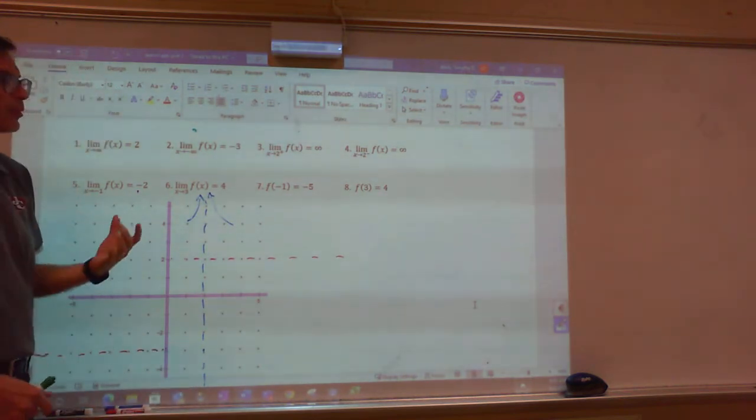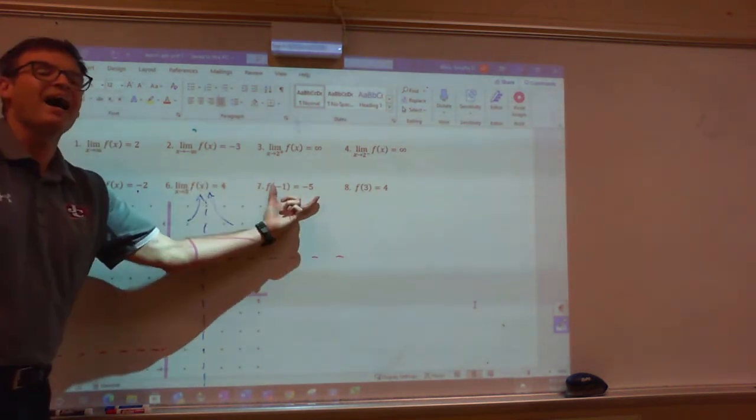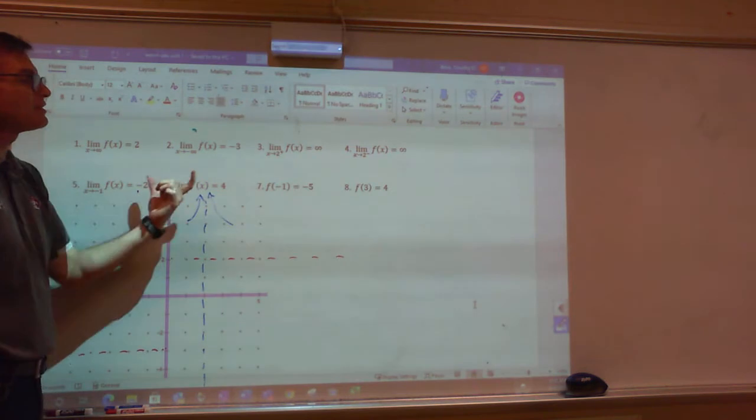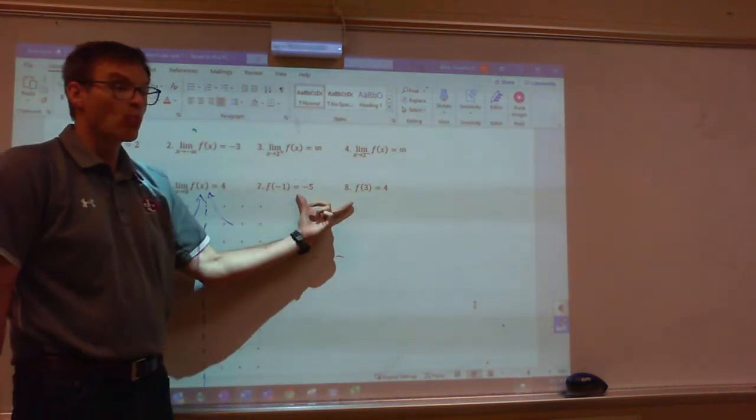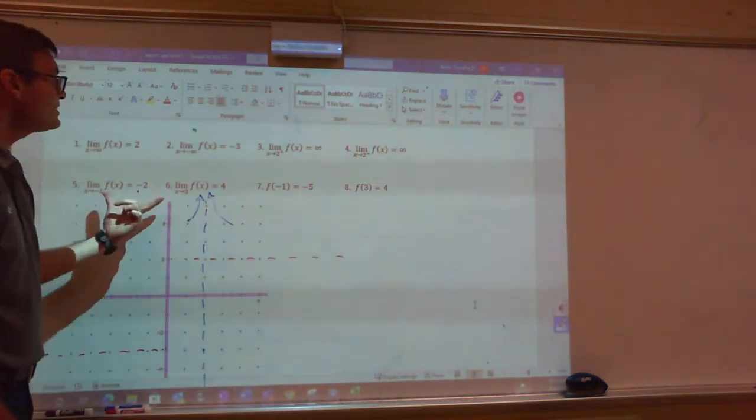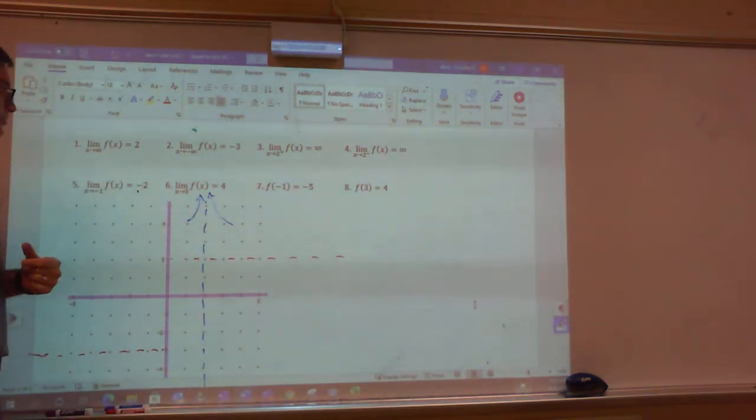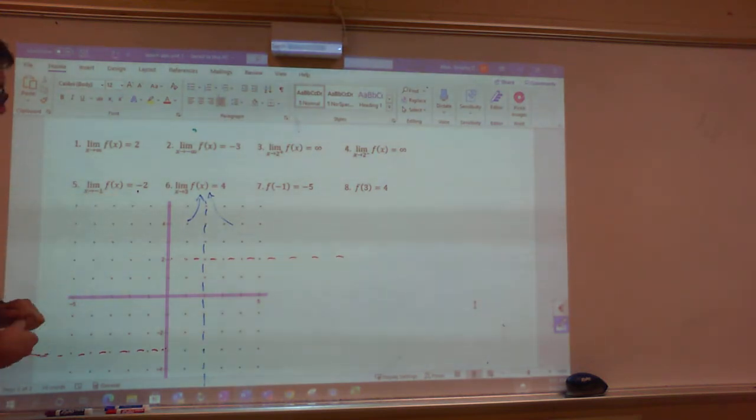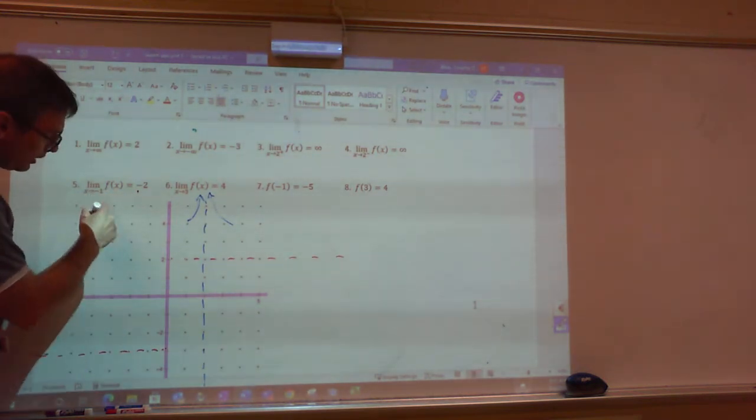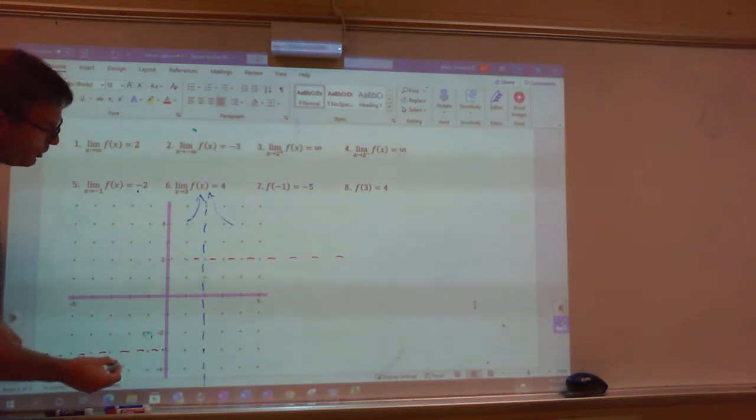And limits are always more important than dots. I know it looks like these have the same information, but they don't. This just tells us where you have random dots. This is actually telling us stuff about the graph. See, this says, as I approach negative 1, I better go to negative 2. So as I go to negative 1, I go to negative 2. I'm going to put a hole here.